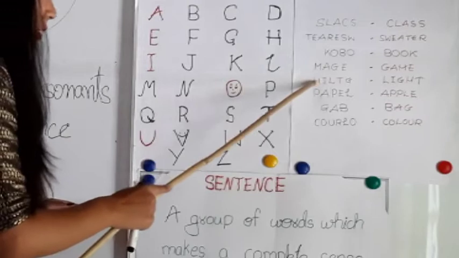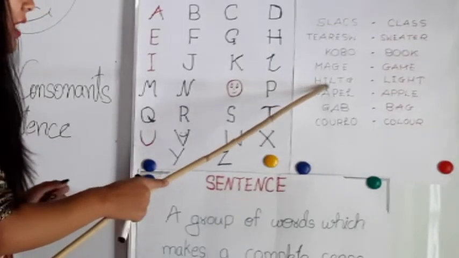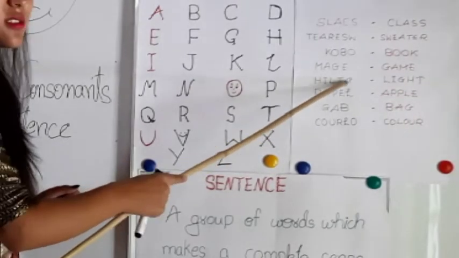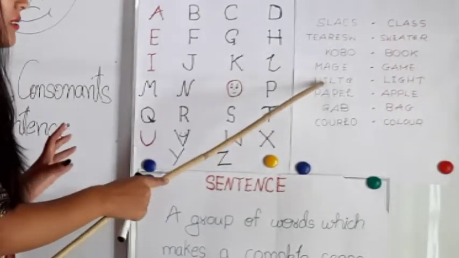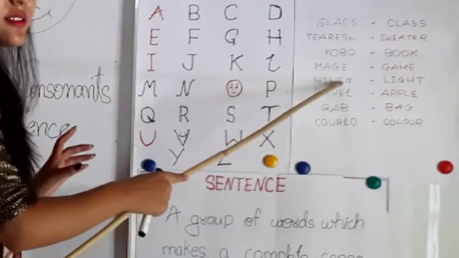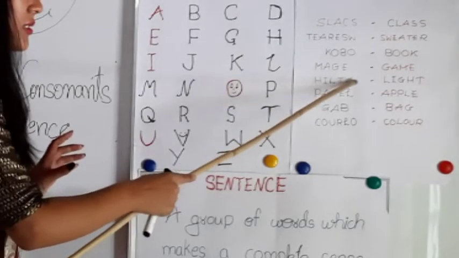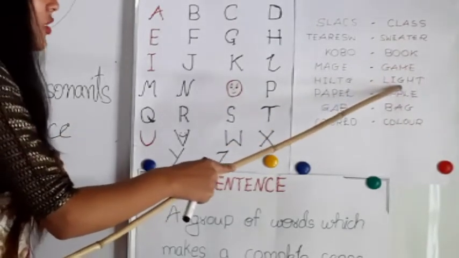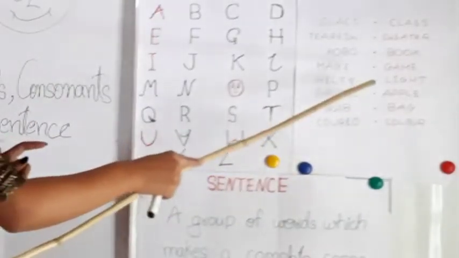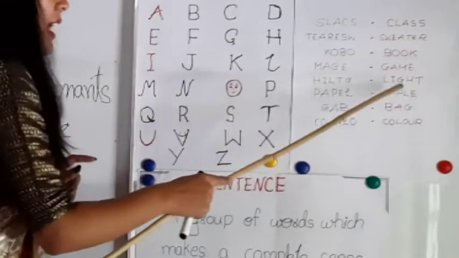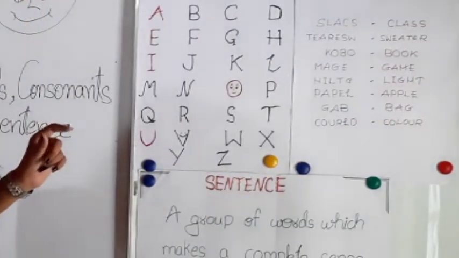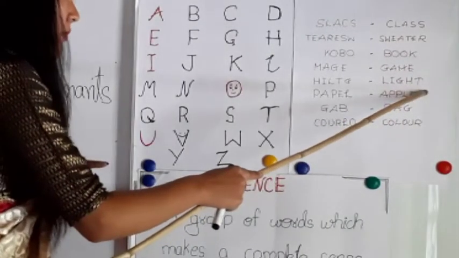Next word. H-I-L-T-Z. Can you pronounce it? No, I can't. So it is not a word. Let's correct or rearrange these jumbled letters. L-I-G-H-T. Light. Yes, we can easily pronounce it, and this group of letters also gives meaning. So it is a word.